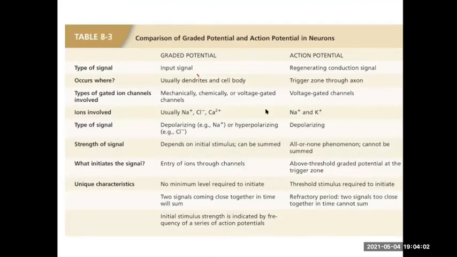All right. So the difference between your graded and action potentials. There's a list over here that you can look at for the difference of the type, the signal, where is it occurring, what are the gated channels involved, what are the ions involved, and so on and so on, right? And next time we'll talk about hyperpolarizing signals, because we're going to look at the types of signals that cause that more negative thing. And so that'll be this difference over here.